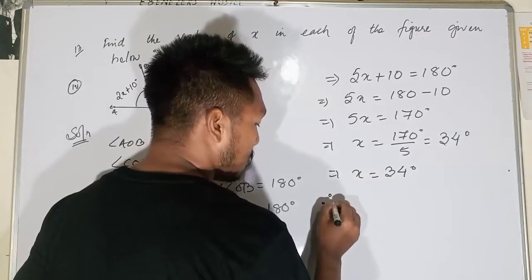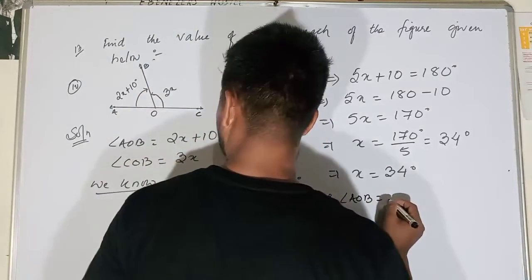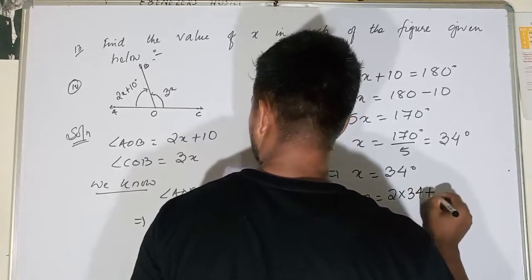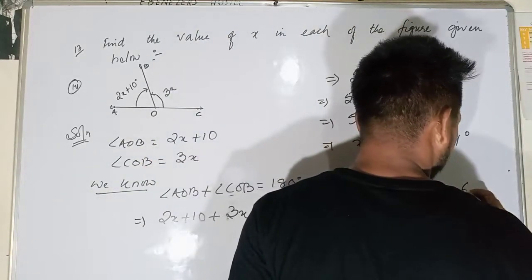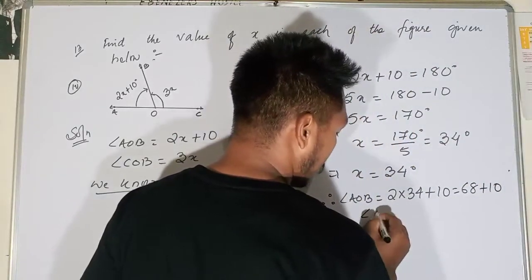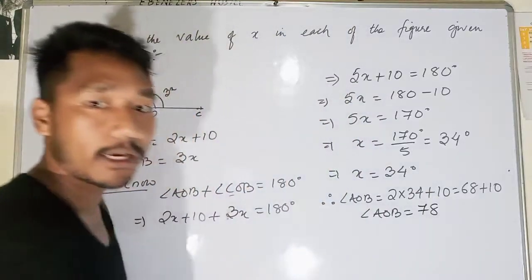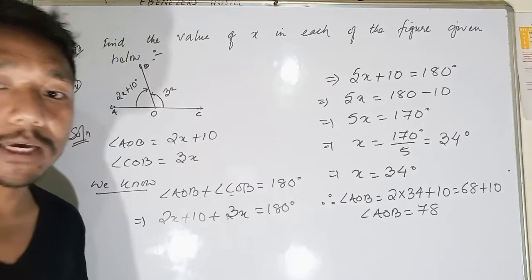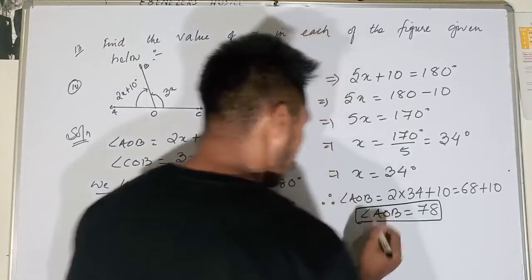Therefore, angle AOB is equal to 2x plus 10. In place of x, I'm writing 34, so 2 times 34 is 68 plus 10. So angle AOB will be equal to 78 degrees.